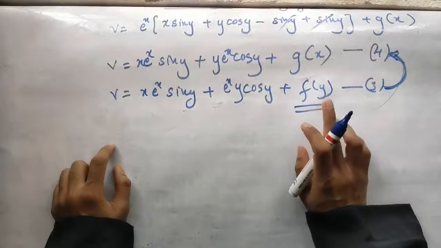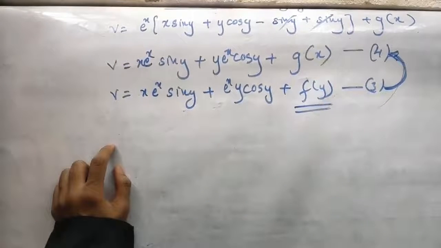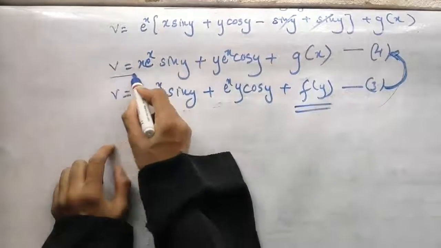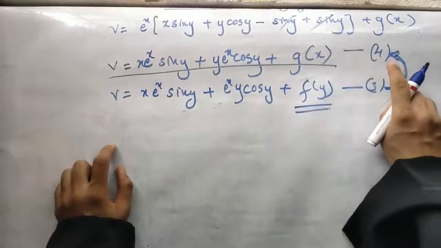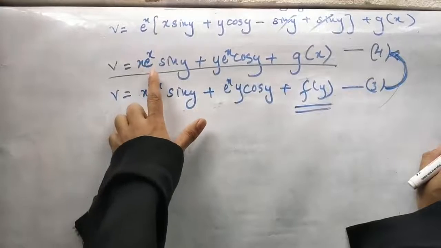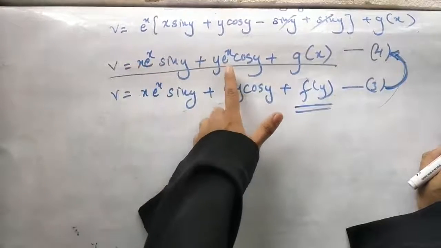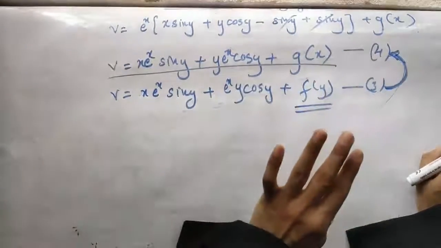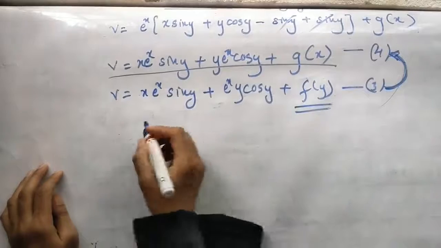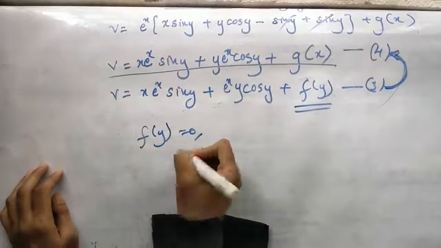F of y means completely a function of y. There should not be x at all in that term. You are going to see in this equation 4 a term which is completely in terms of y, independent of x. Is there any term which is independent of x in v of equation 4? See here, x into e to power x, so there is x, you cannot consider that. E to power x is also here, you cannot consider that. G of x is completely a function of x, so you cannot consider that either. It means your f of y is 0.